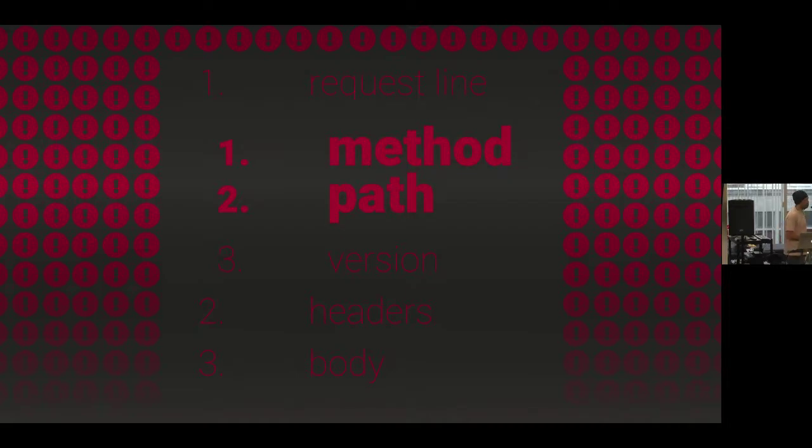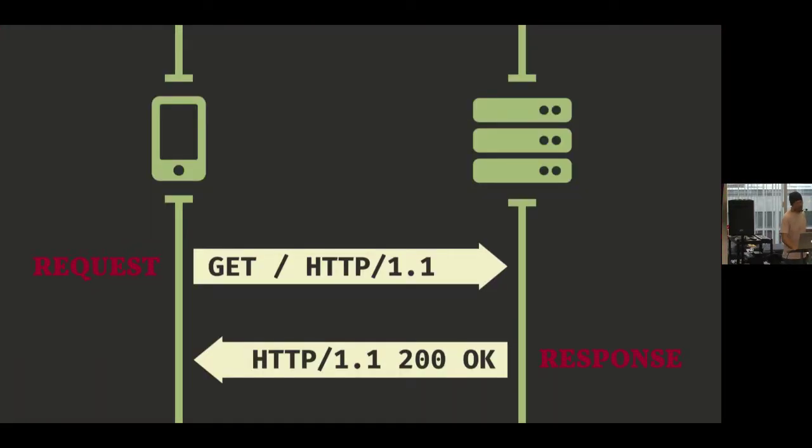Method and path, that's the important thing. If we can see how that fits into our request, then we can see what we want to do and what we want to do it to.